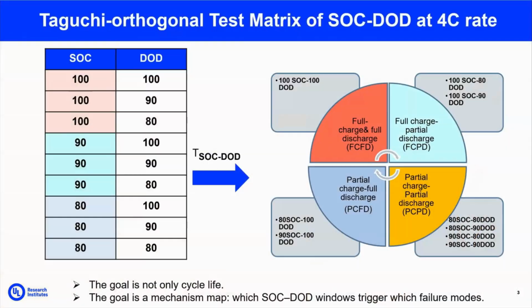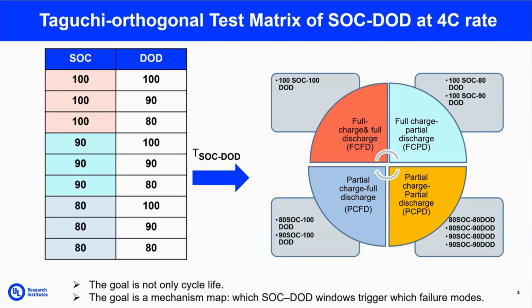We implemented this test matrix based on the Taguchi orthogonal designs. We consider three SOC conditions, 100, 90 and 80, with three DOD conditions, 100, 90 and 80. Based on these combinations, we derived the nine test conditions. In the further slides, I will represent the SOC DOD combinations with T, SOC, and DOD. This is the nomenclature I will use.